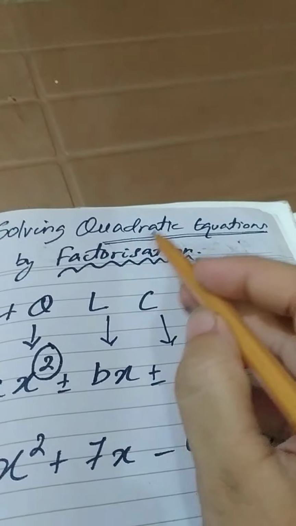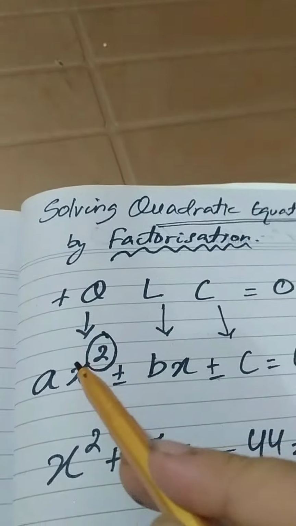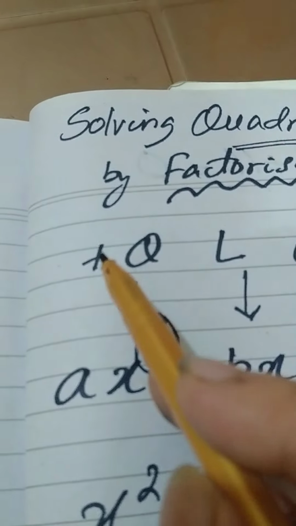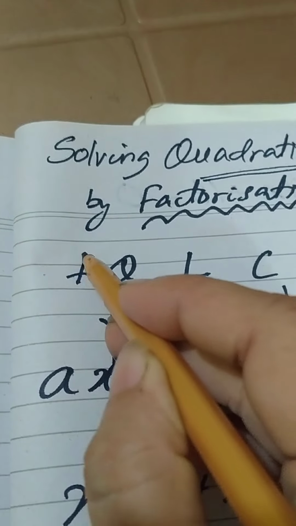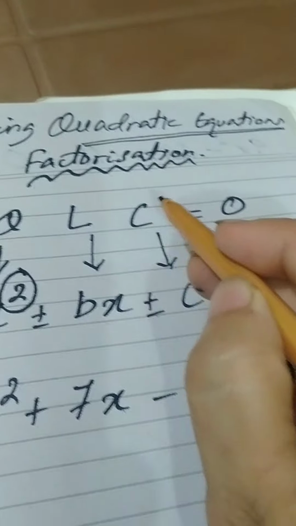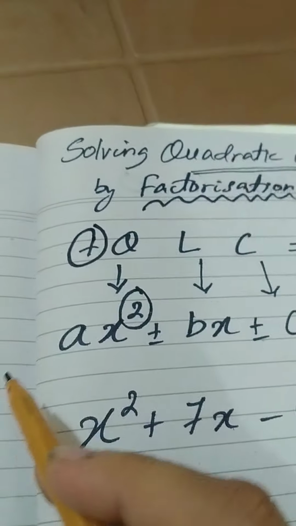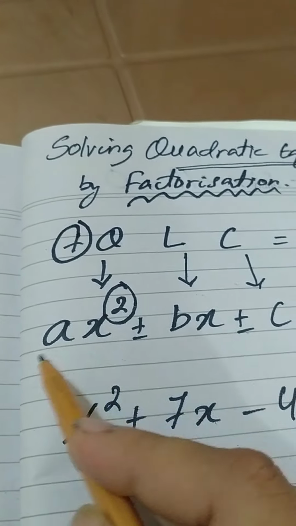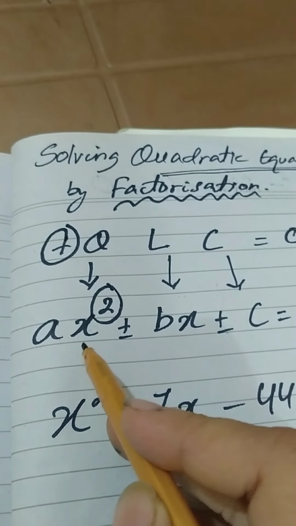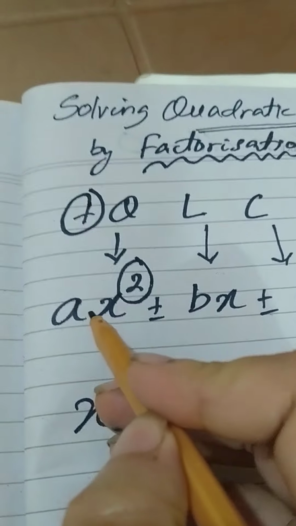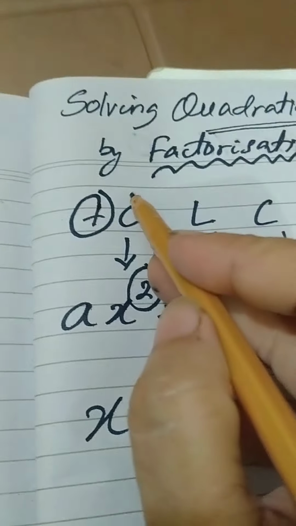So guys, when we solve a quadratic equation by the factorization method, first of all we need this arrangement. We need the quadratic term, and it must be positive, then the linear term, the constant, and the other side equal to 0. This is the standard form of a quadratic equation, ax square plus bx plus c. So what is a, guys? We know that this x square is the quadratic term.